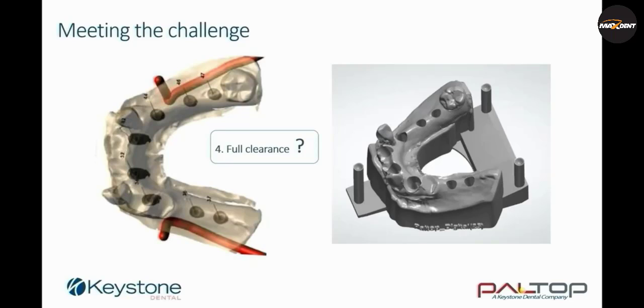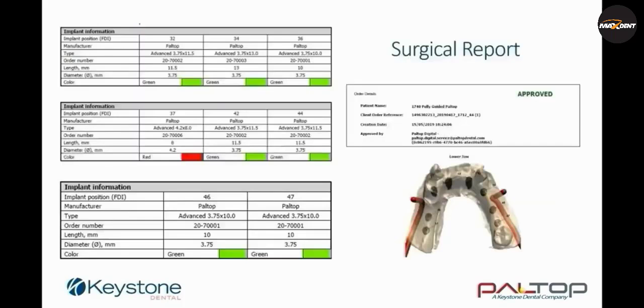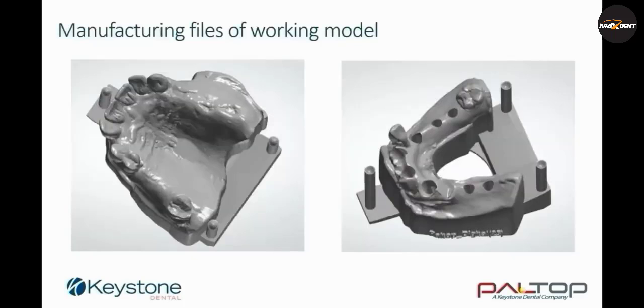for full clearance. As we did in the previous case, a working model is designed and prepared, together with an opposing arch and a simple 3D printed articulator. The surgical report will define the implant type, dimensions, and tooth position. Here we see the final manufacturing files for the working model. You recall that the support of the surgical guide will be on 3 remaining standing teeth and on the retromolar pad.